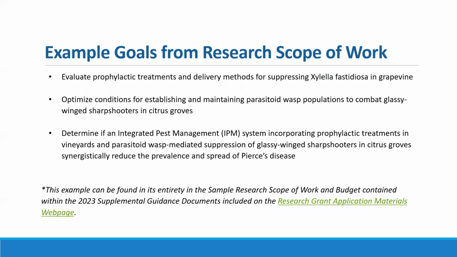And then to show the counterpart example from the research sample scope of work, this one has 3 goals. Evaluate prophylactic treatments and delivery methods for suppressing Xylella fastidiosa in grapevine. Goal 2 is optimize conditions for establishing and maintaining parasitoid wasp populations to combat glassy winged sharpshooters in citrus groves. And then the final goal is determine if an integrated pest management system incorporating prophylactic treatments in vineyards and parasitoid wasp-mediated suppression of glassy winged sharpshooters in citrus groves synergistically reduce the prevalence and spread of Pierce's disease.